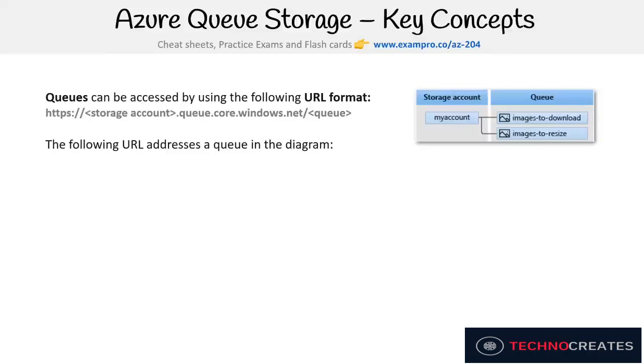And then we also have this URL here as an example. So I think it's reflecting the example on the right-hand side here. The idea here is that we have my account. So this is my account. And then we have images to download. So images to download would be one particular queue. Okay, so just to hit home that URL there.